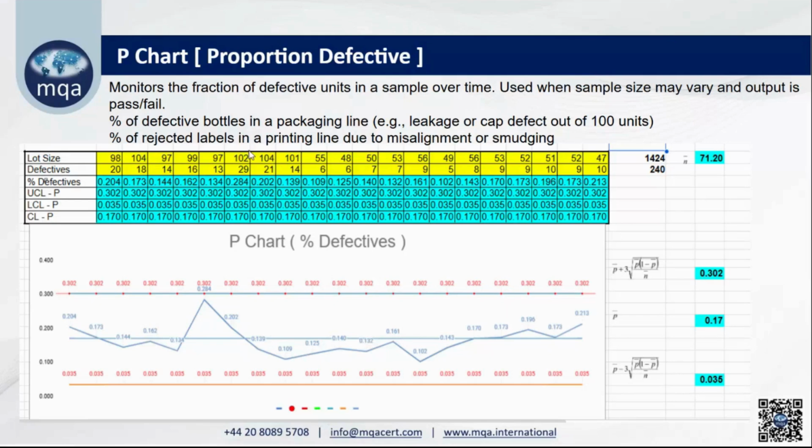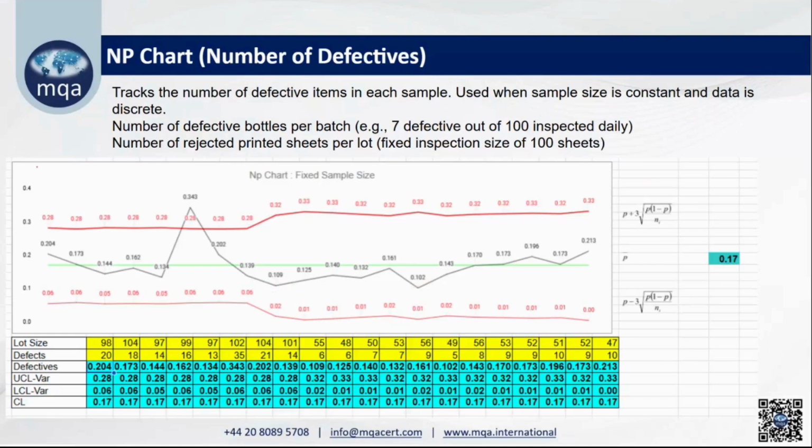I gave the example of the bottling plant and label line. When we see the data, then we can get this. Here the percentage is there. Now here, we are not calculating the percentage, we are calculating the number of defectives. So we use this chart. Now see here, the total is increasing, so the central line is also increasing.